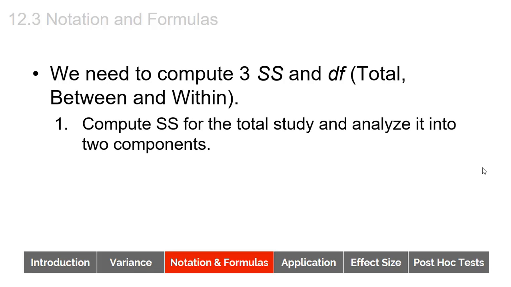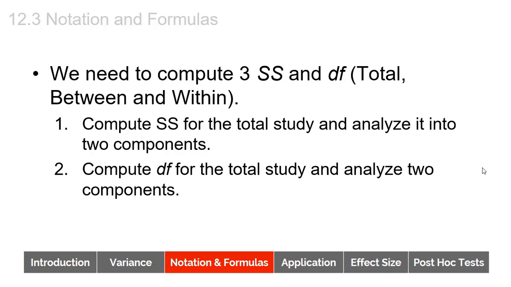We're going to compute the sums of squares for the total study and we're going to put it into two components, between sums of squares and within sums of squares. And we'll do the same for the degrees of freedom. We're going to compute the degrees of freedom for the total study, but then we'll look at it for between degrees of freedom and within degrees of freedom.